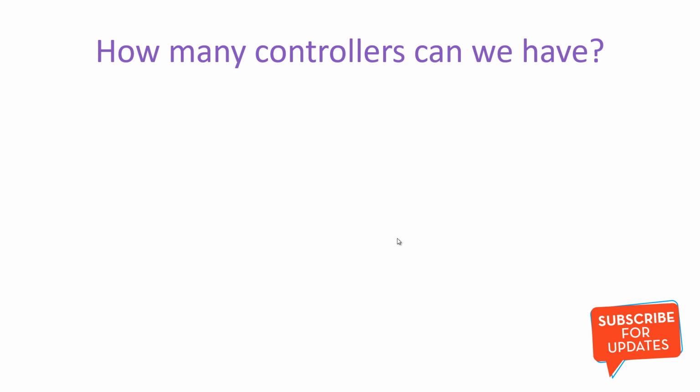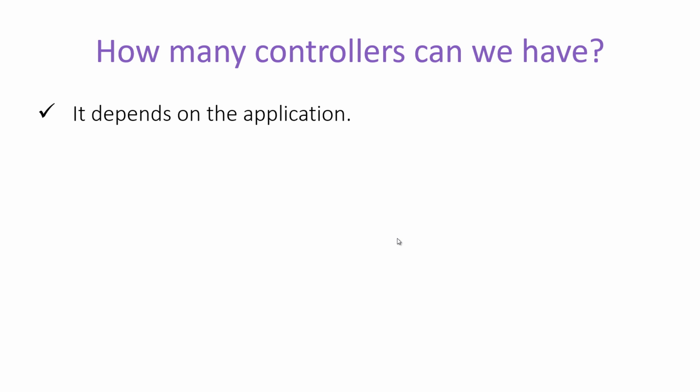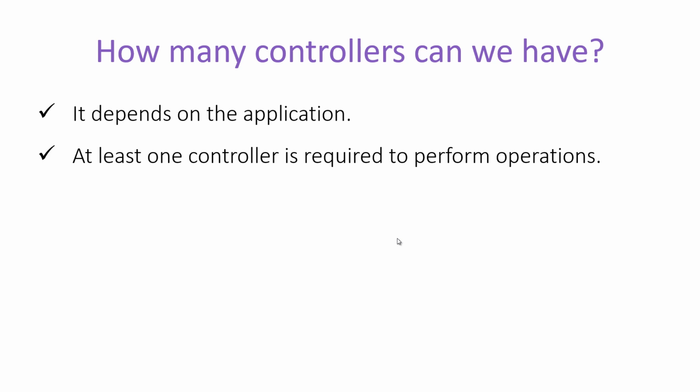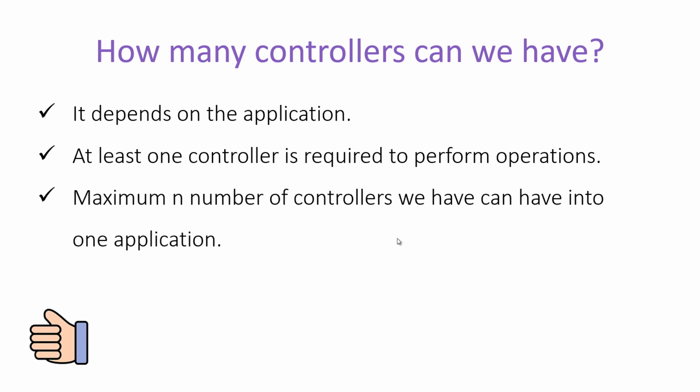Now the question is, how many controllers can we have in one application? It depends on the application. If you are developing a large scale application, then that application might have n number of controllers. At least one controller is required to perform operations. Since all the HTTP requests come to a controller action method, it means we need at least one controller inside the application to work in the MVC pattern. The maximum is n number of controllers in one application. So basically it all depends on the requirement of your application.